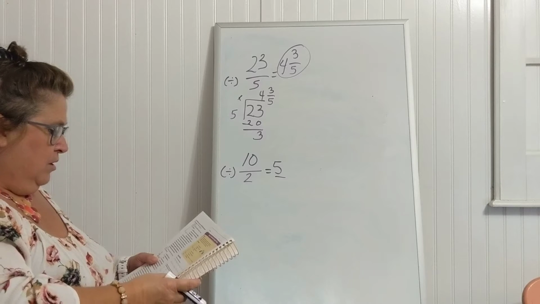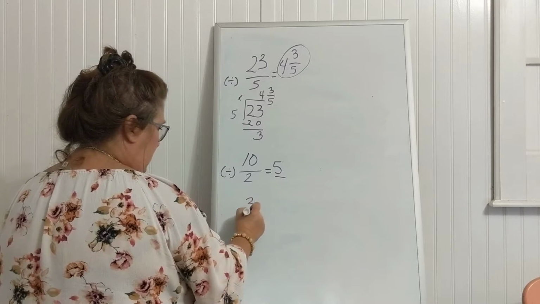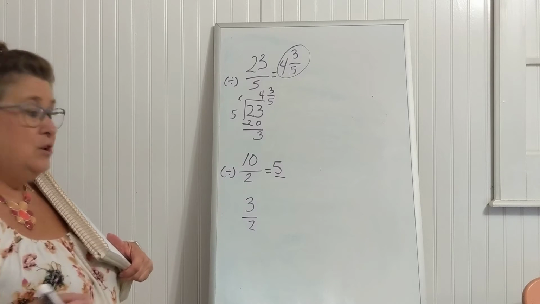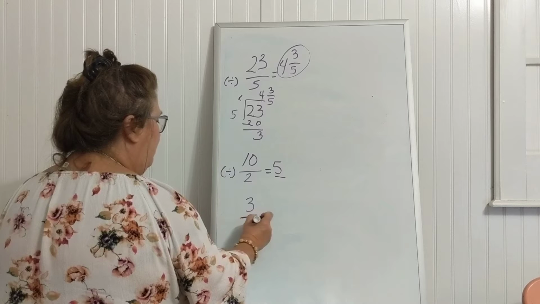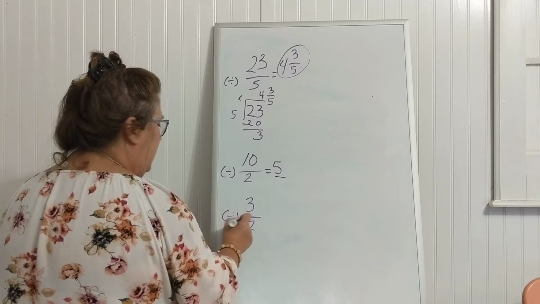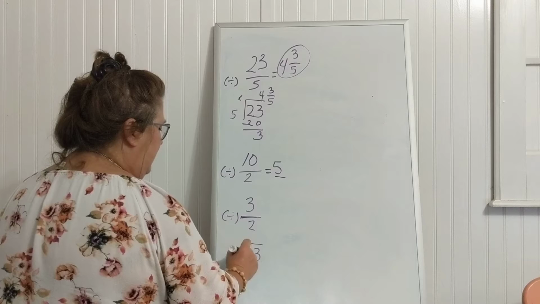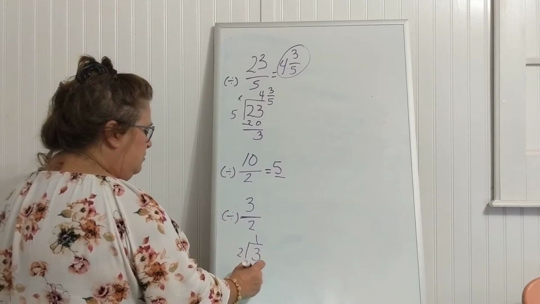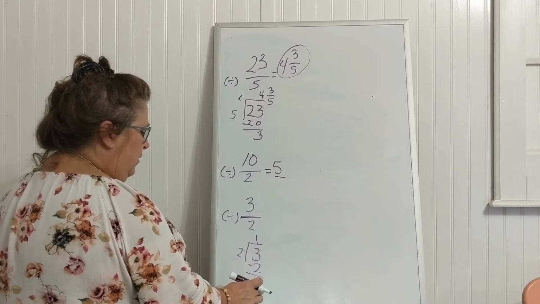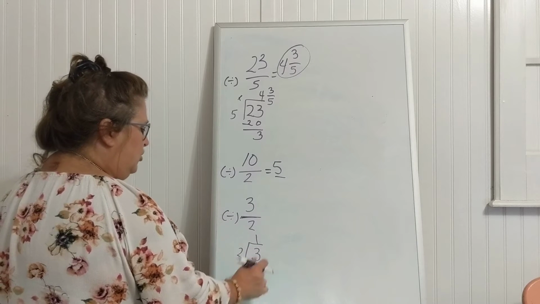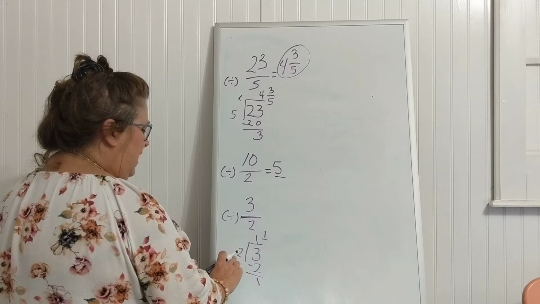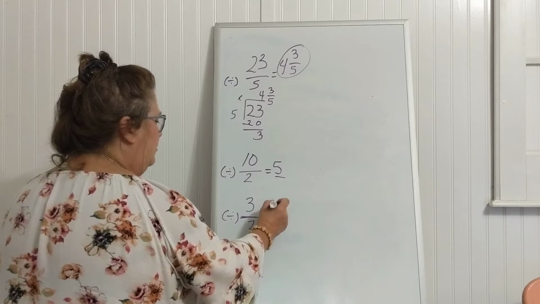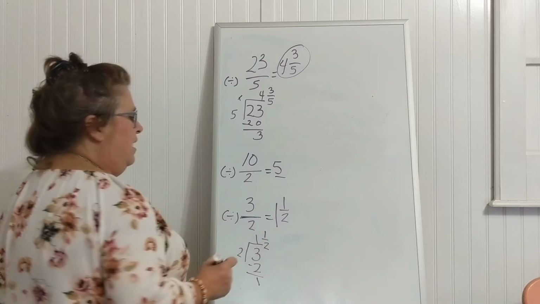Let's do 3 over 2. No matter how you look at it, it's improper because the numerator is larger than the denominator. Remember, our fraction bar is the same as the division sign. So we have 3 divided by 2. How many times will 2 go into 3? 1 time. 1 times 2 is 2. 3 minus 2 is 1. We write our remainder as a fraction. 1 is our numerator. Our divisor 2 is the denominator. So 3 halves equals 1 and 1 half.